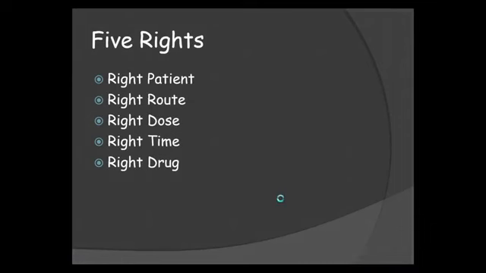The right route. Some medications are only able to be administered via one route. Make sure you're about to give this medication via the right route. The right dose is imperative. You cannot give too little or too much of a medication. You could cause severe adverse reactions, if not cardiac arrest. Always double and triple check the dose you are about to give against the dose prescribed.